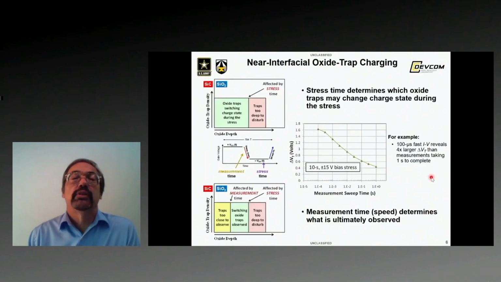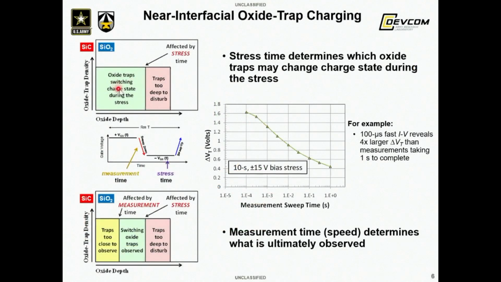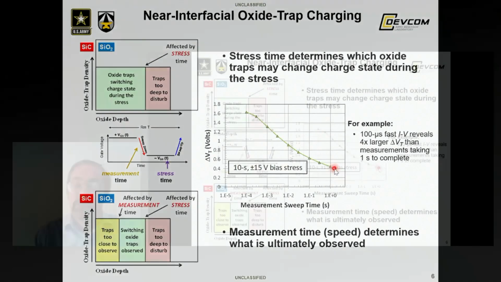So here's a brief couple of schematics discussing near interfacial oxide trap charging mechanisms. Stress time determines which oxide traps may change charge state during the stress, and the measurement time, or speed of the measurement, determines what is ultimately observed. Here in the center, I'm showing variation in the VT instability as a function of measurement time. The faster we measure, the larger the VT instability that we observe, and the slower, the smaller the effect observed.